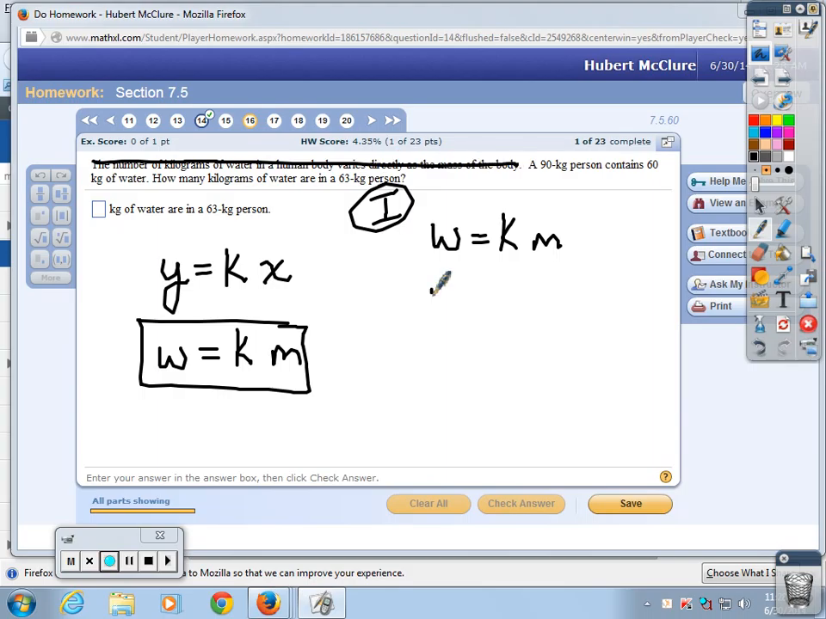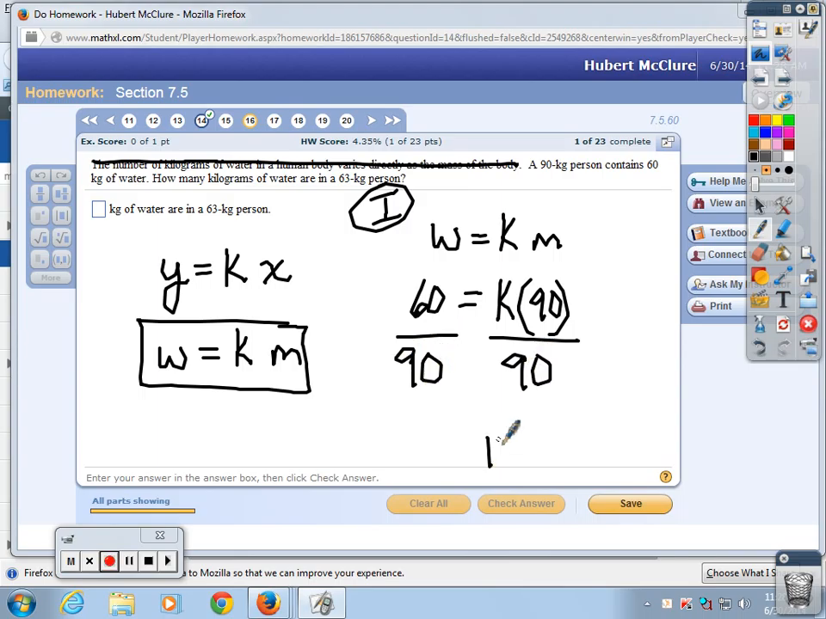90 kilograms contain, I got it backwards, sorry. A 90 kilogram person is equal to 60 kilograms of water. Divide by 90, and K is equal to what? 2/3, which is point what? 67 repeating. Somebody check me.